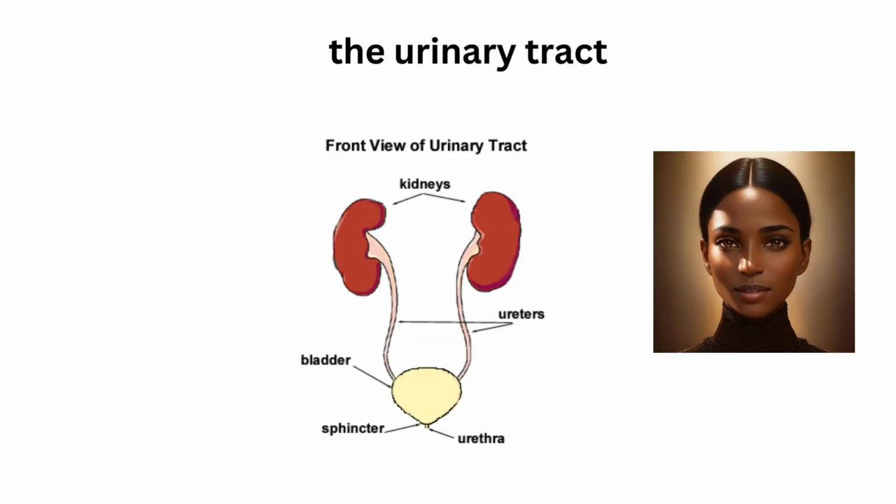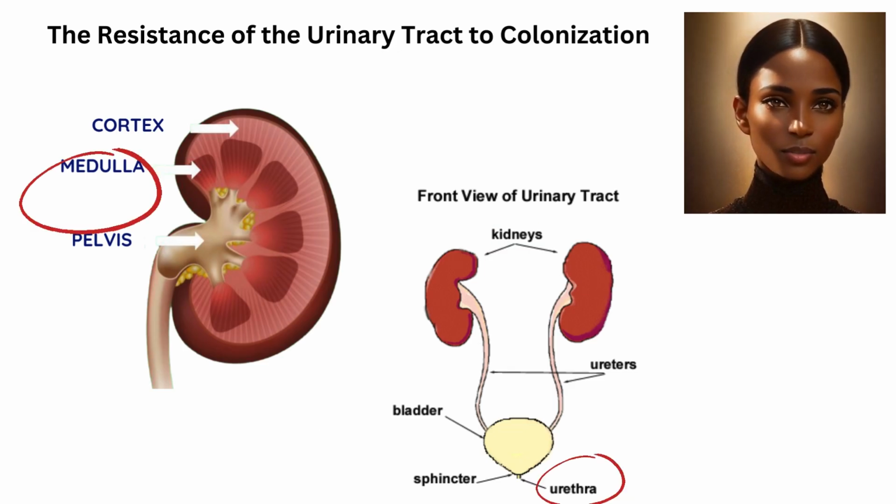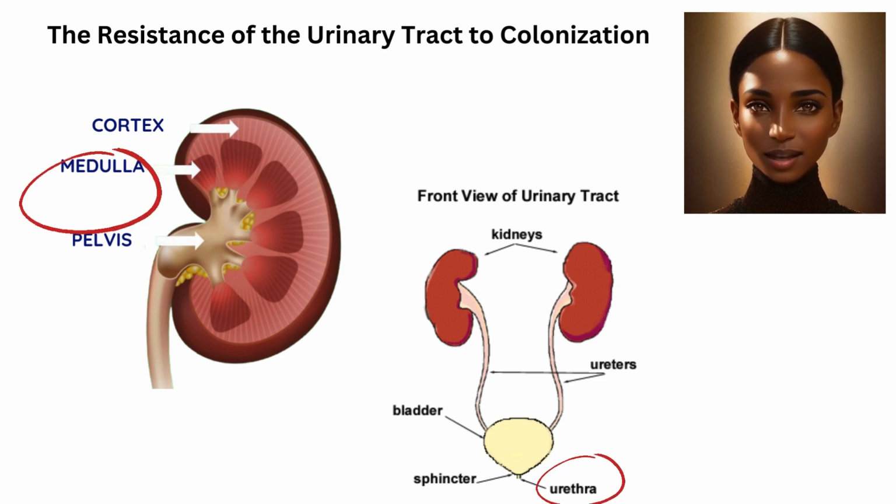First and foremost, let's take a look at the urinary tract. Briefly, the urinary tract consists of kidneys, ureters, bladder, and a urethra. Typically, the urinary tract is resistant to colonization. However, the urethral mucosa and the renal medulla are the exceptions. Despite this, the urinary tract efficiently and quickly removes both virulent and avirulent microorganisms.